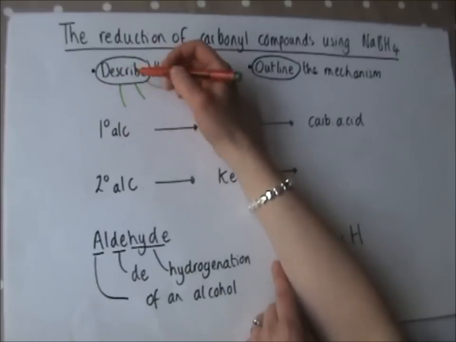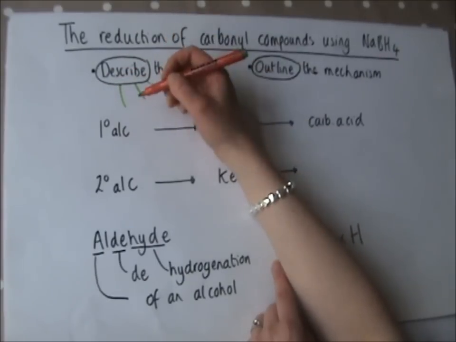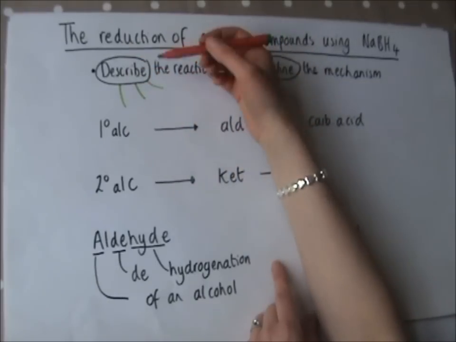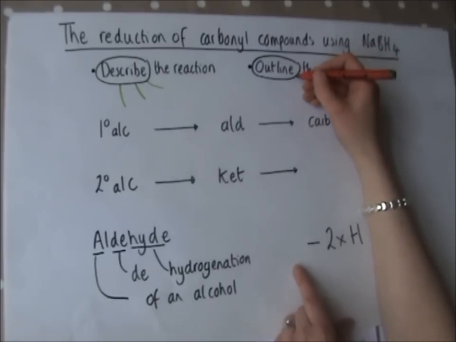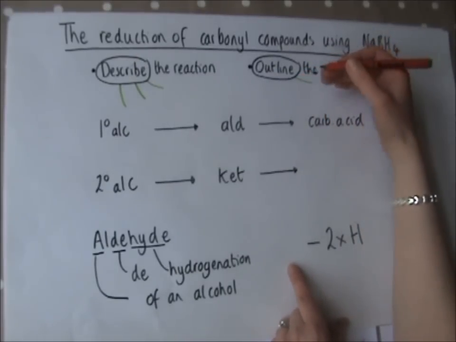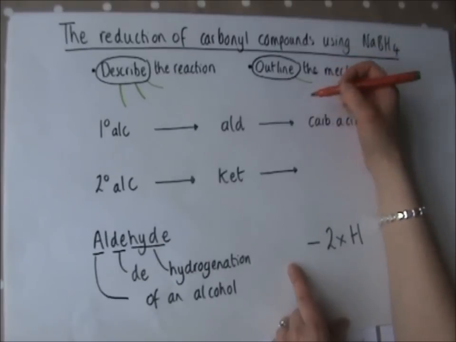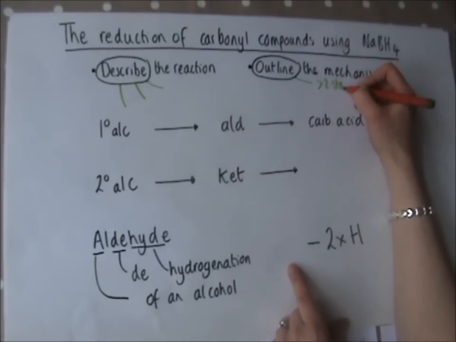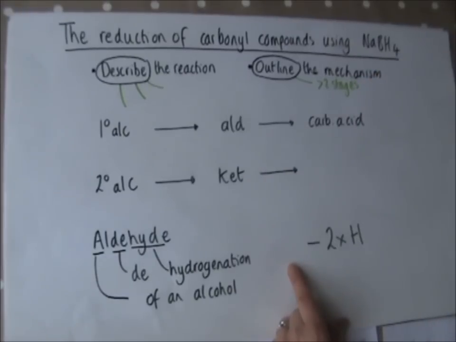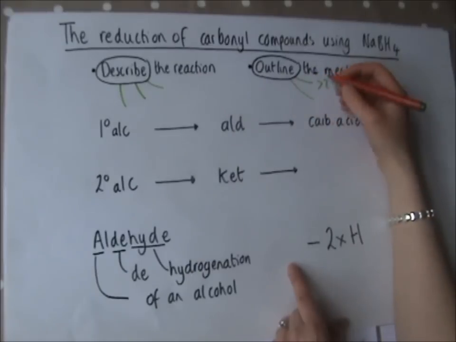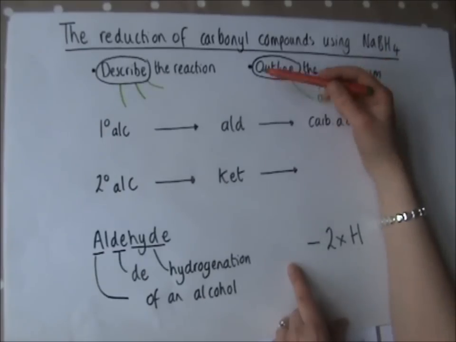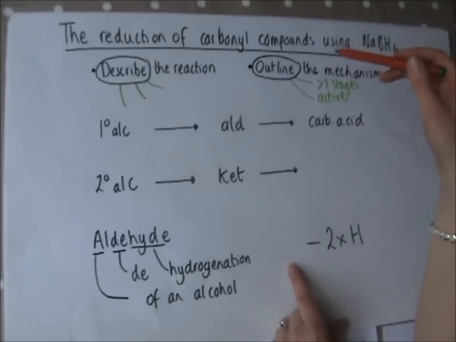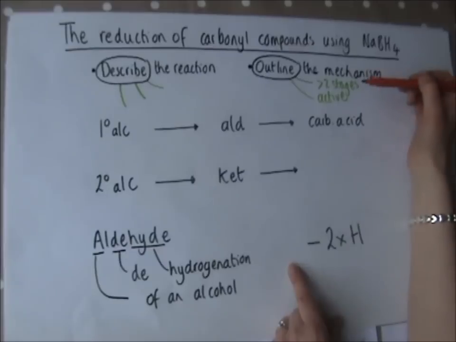Does it need a catalyst? Does it need a certain solvent? Does it need to be in acidic conditions? Does it need to be under reflux? Those kinds of things. And then for outlining the mechanism, we're looking at the different stages that there are. So not just the start and the end, but the bits in between. So you should have more than two stages in your outline. And also that you're showing the active bits in that reaction. So you might not show necessarily everything that's in the overall equation, but you're showing what's taking part in each stage.